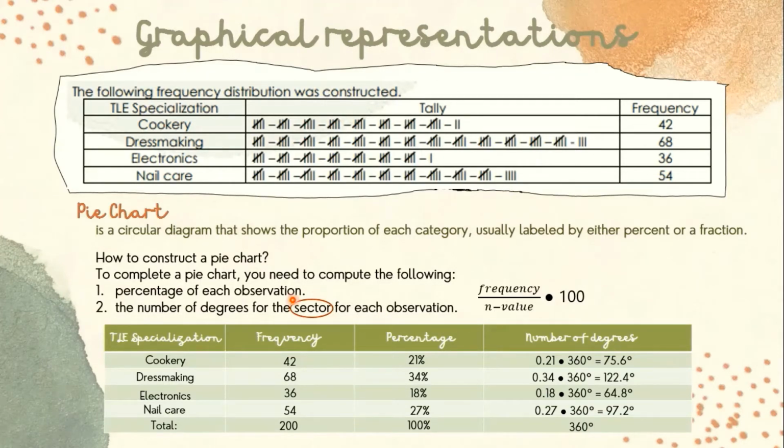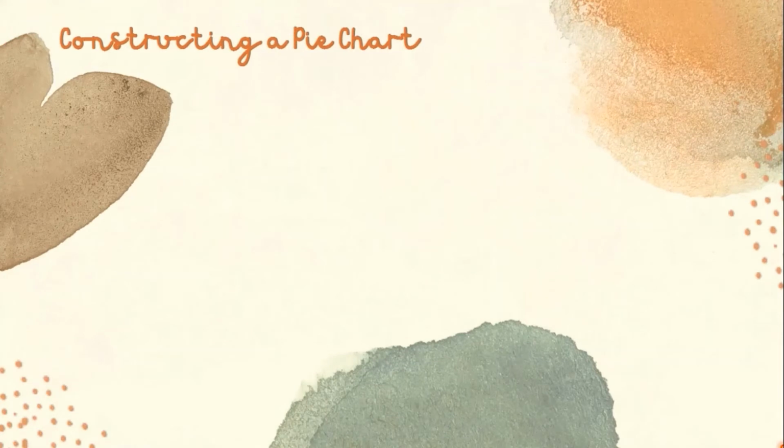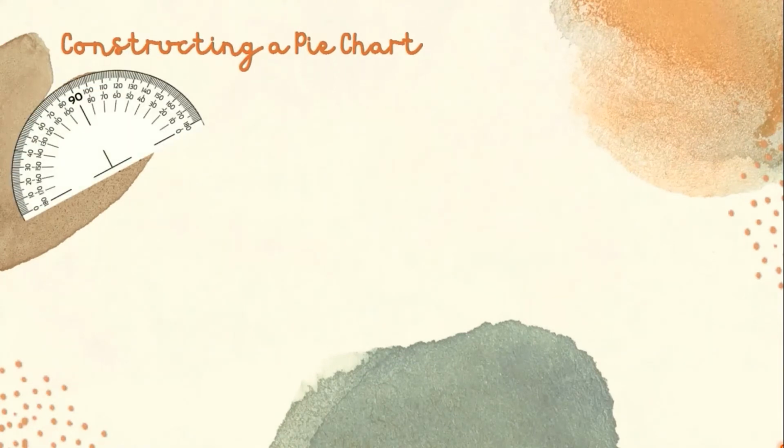Once we're done computing for the percentage of each observation as well as the number of degrees per sector, tapos na natin i-organize yung ating table, it's time for us to construct the pie chart. Constructing a pie chart. First, you need to get the necessary geometric tools for the construction.